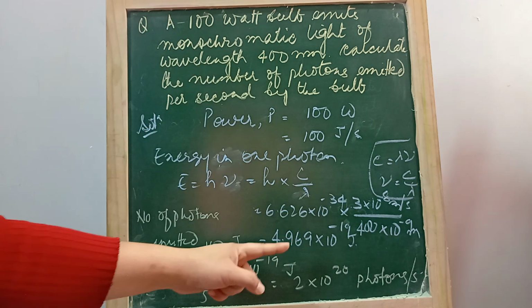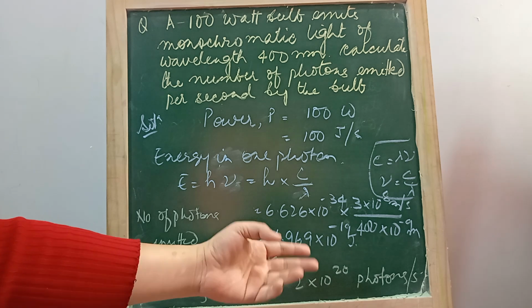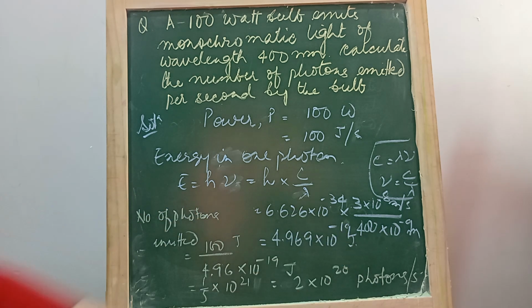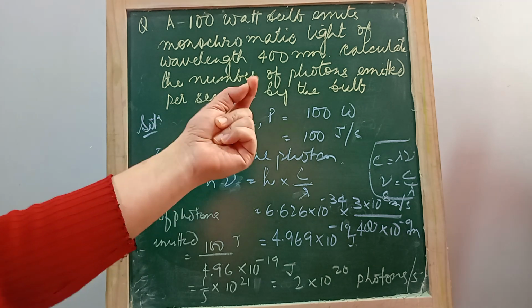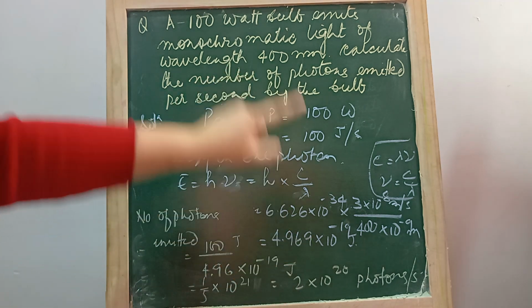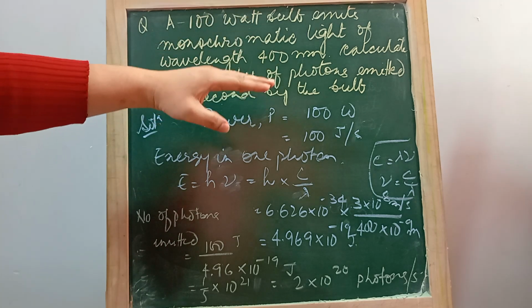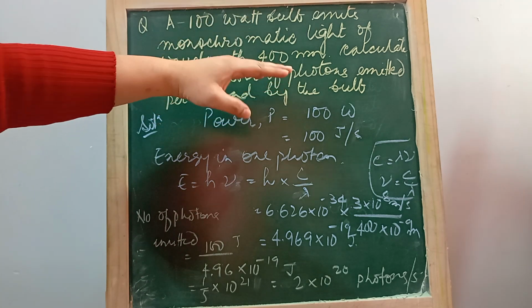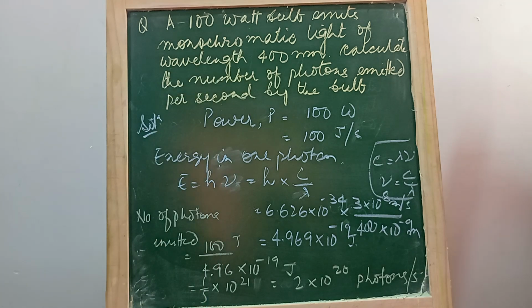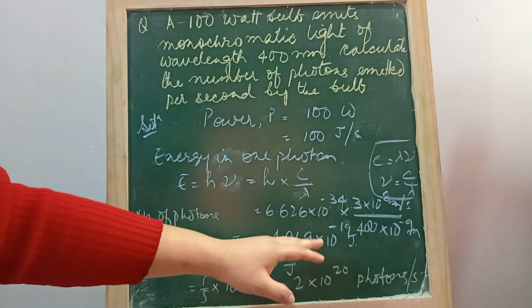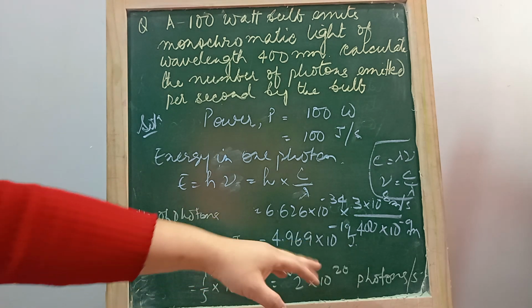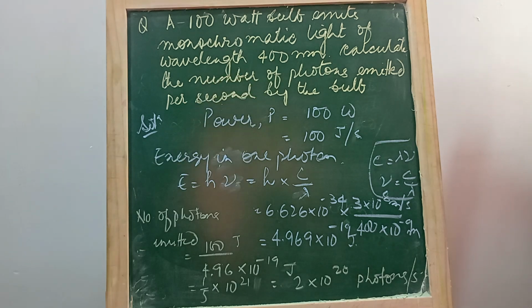The energy of one photon is 4.969, around 5 into 10 to the power minus 19 joule. This is the energy packet one photon has for this particular light. I think 400 nanometer is violet. Whatever it is, it's around 5 into 10 to the power minus 19 joules. This is the energy of one photon.